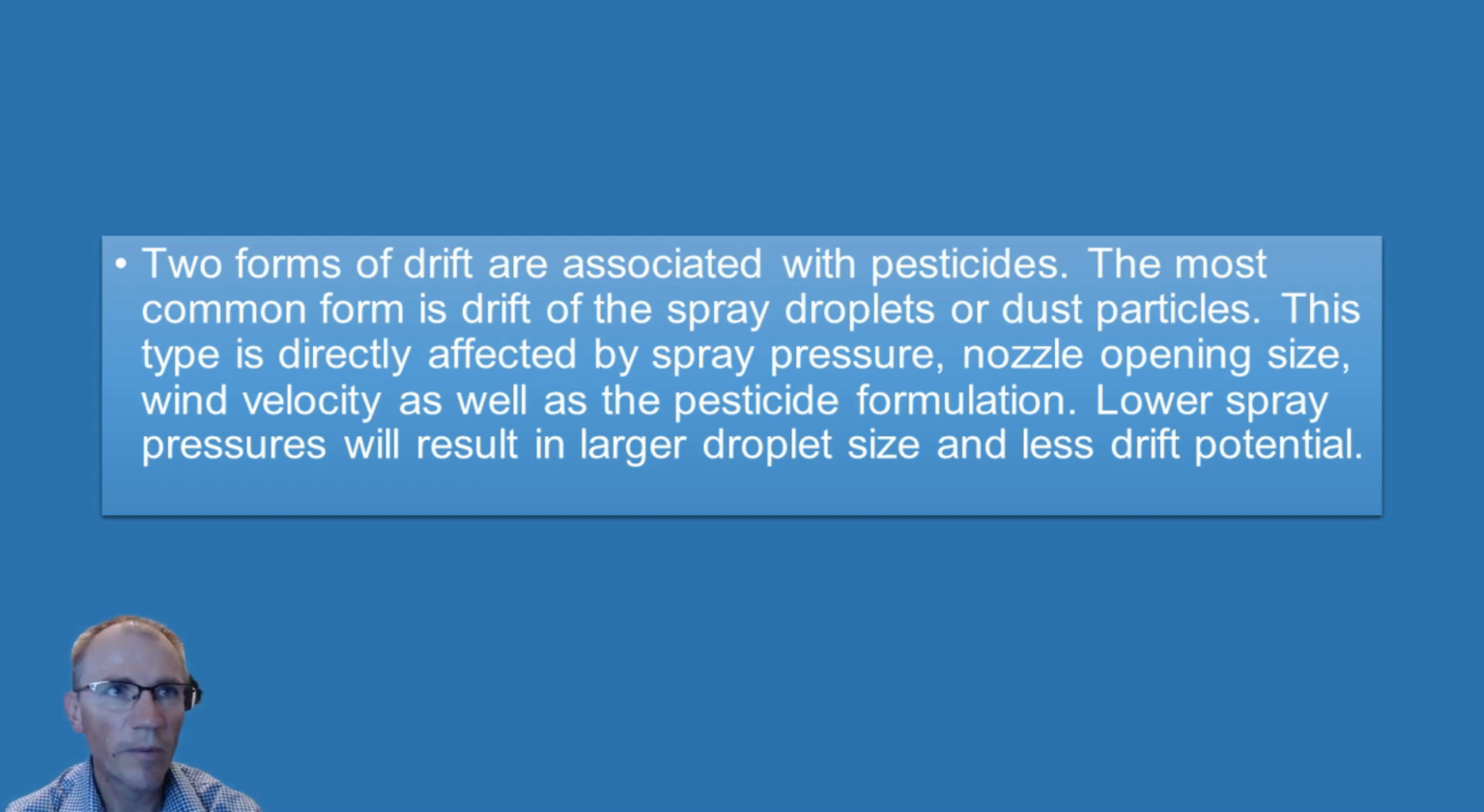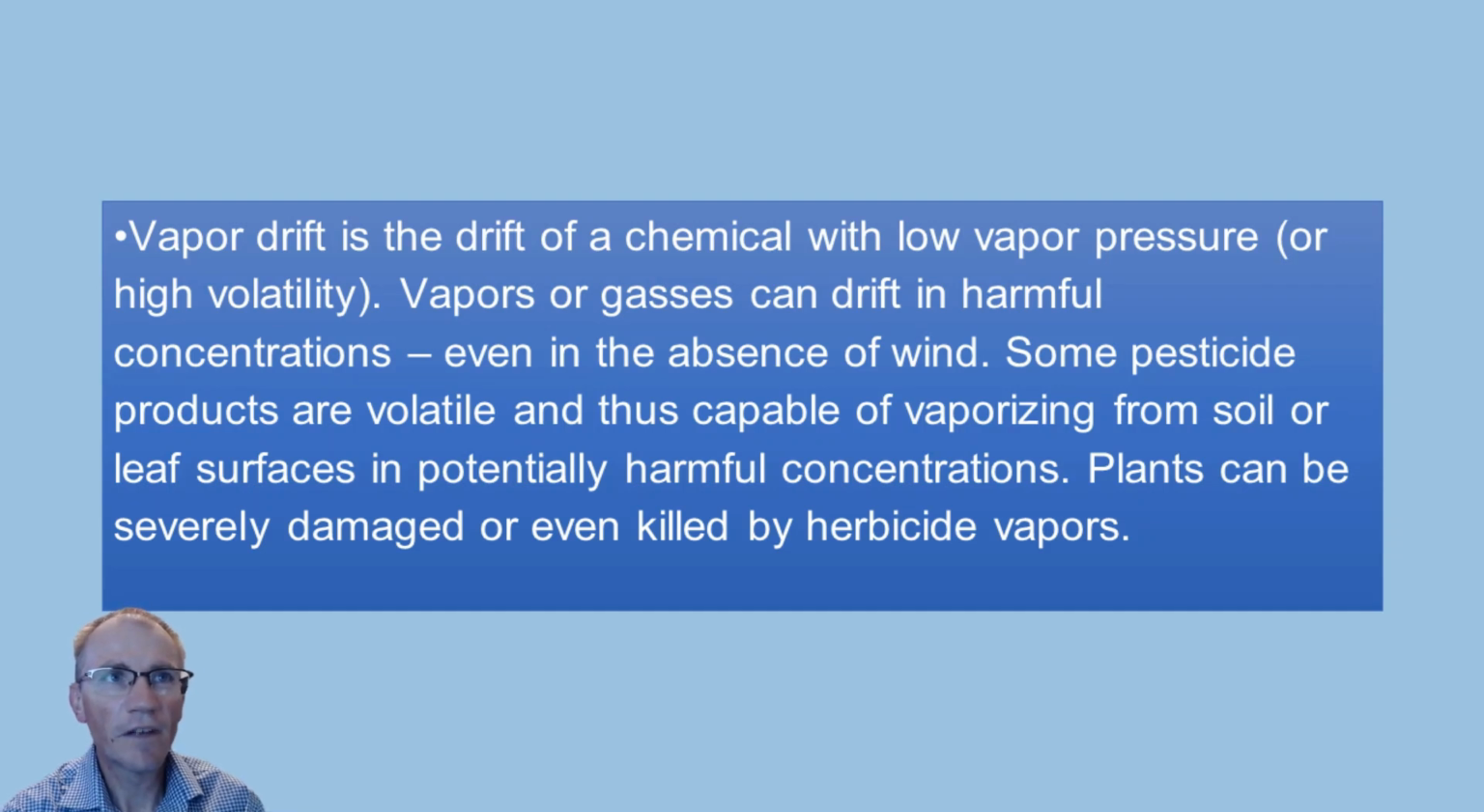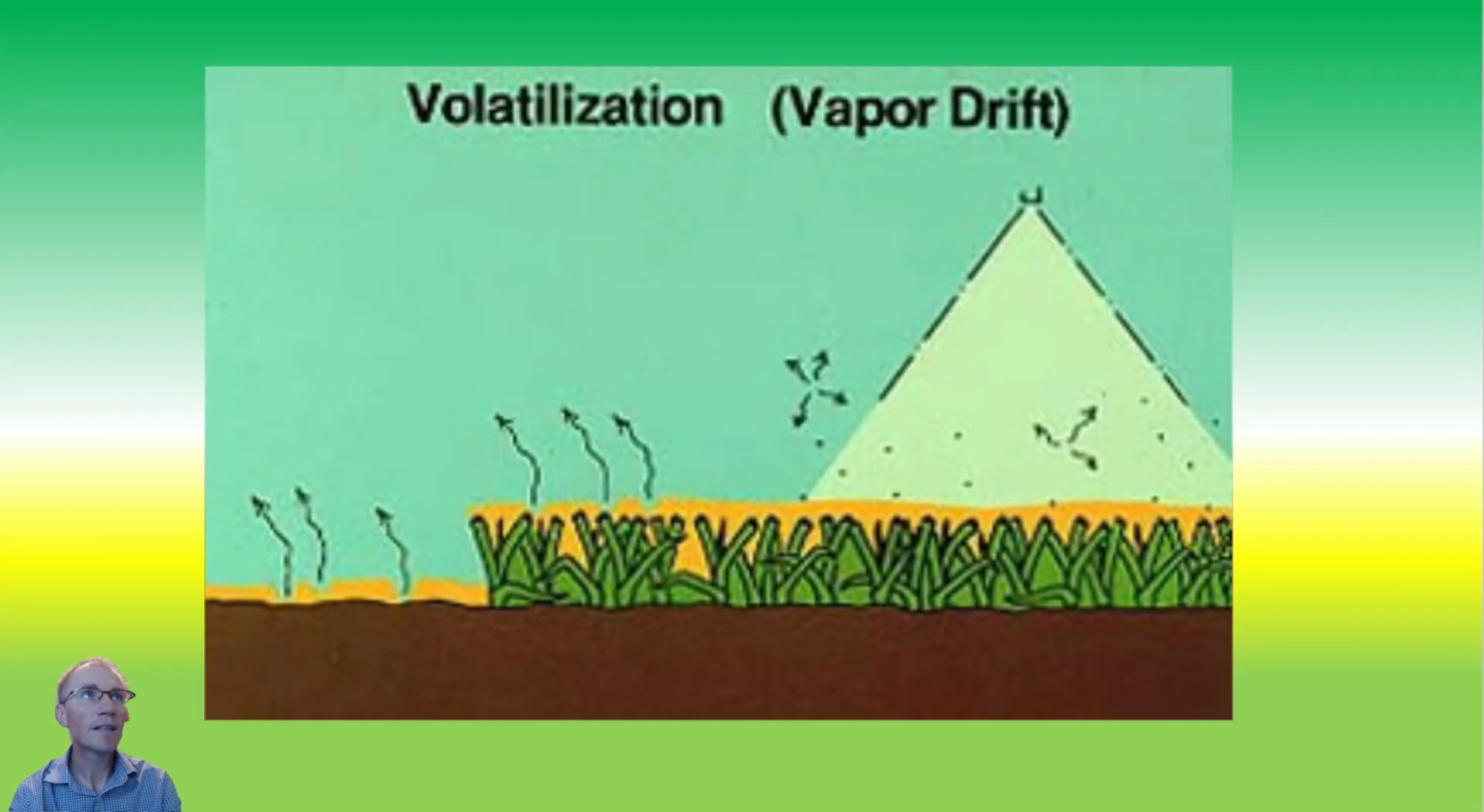Lower spray pressures will result in larger droplet size and less drift potential. Vapor drift is the drift of a chemical with low vapor pressure or high volatility. Vapors or gases can drift in harmful concentrations, even in the absence of wind. Some pesticide products are volatile and thus capable of vaporizing from soil or leaf surfaces in potentially harmful concentrations. Plants can be severely damaged or even killed by herbicide vapors. In this image, you're seeing volatilization or vapor drift. The product is applied onto the ground, but then rises back up into the air.